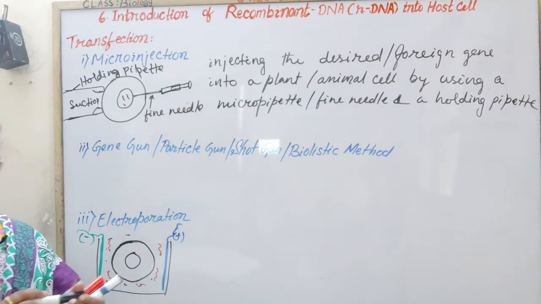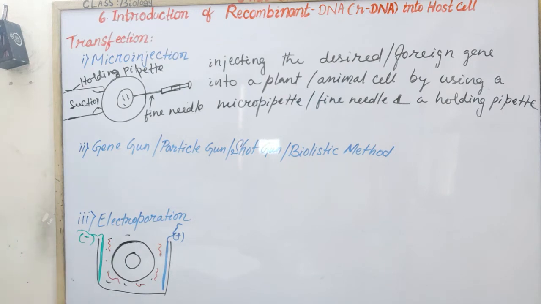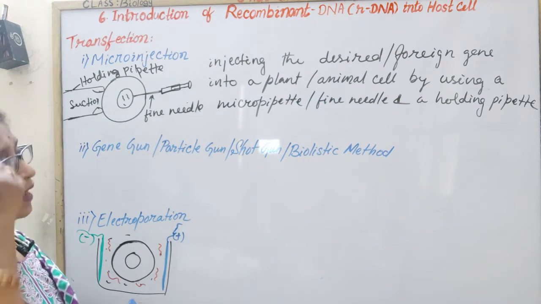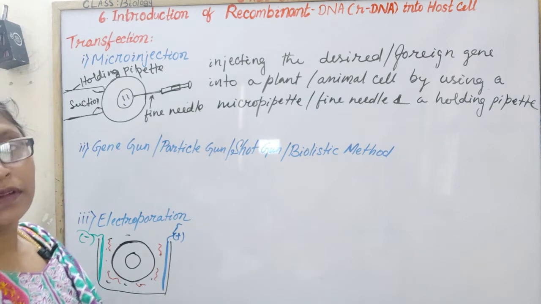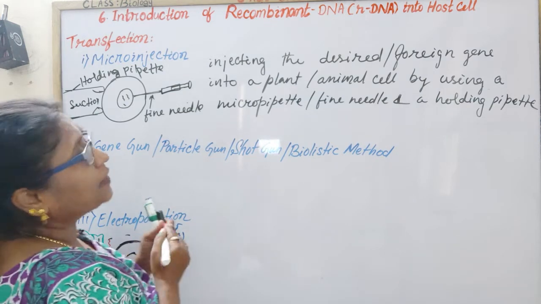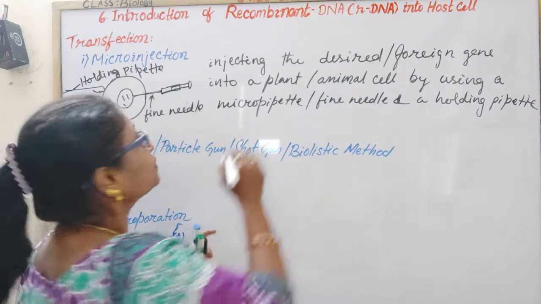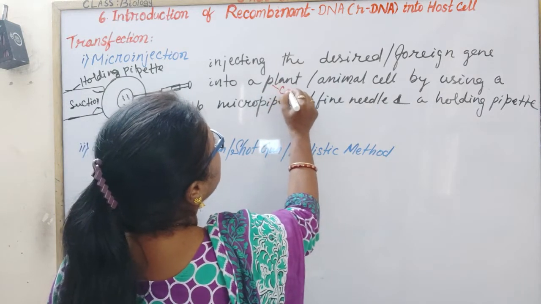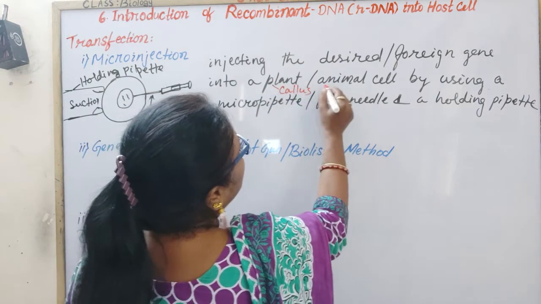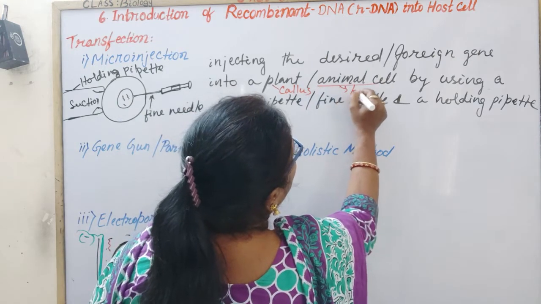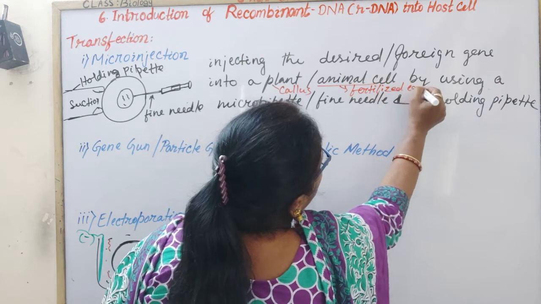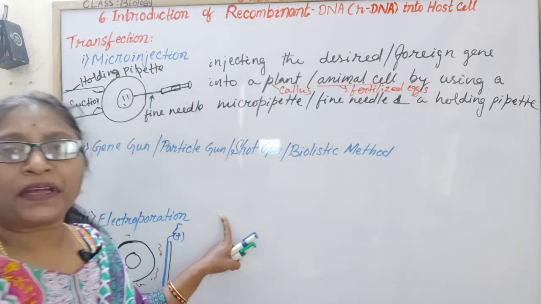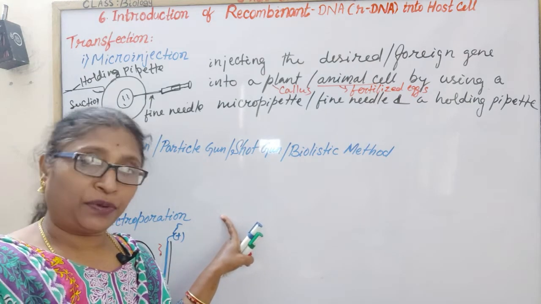The plant cell generally used is callus, and in animal cells generally fertilized eggs are used. They take up the gene, or we introduce into them.